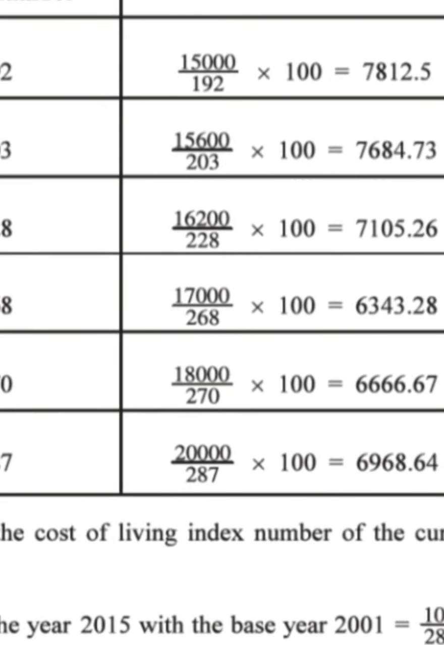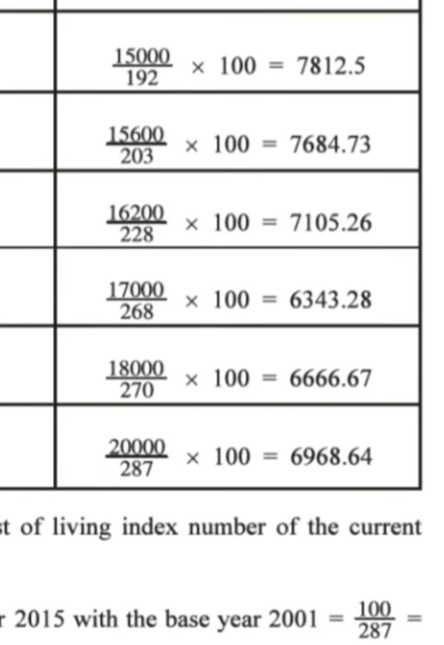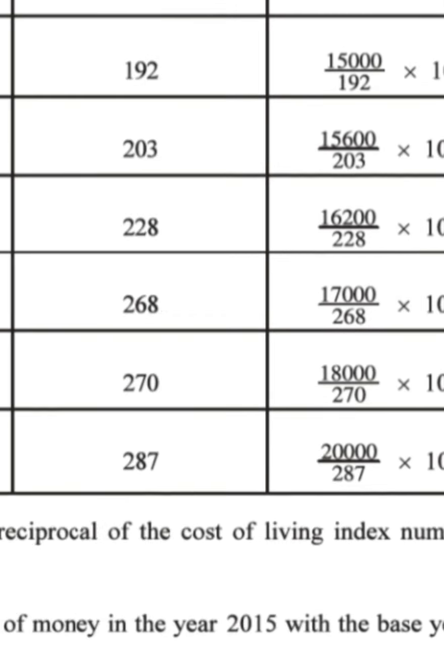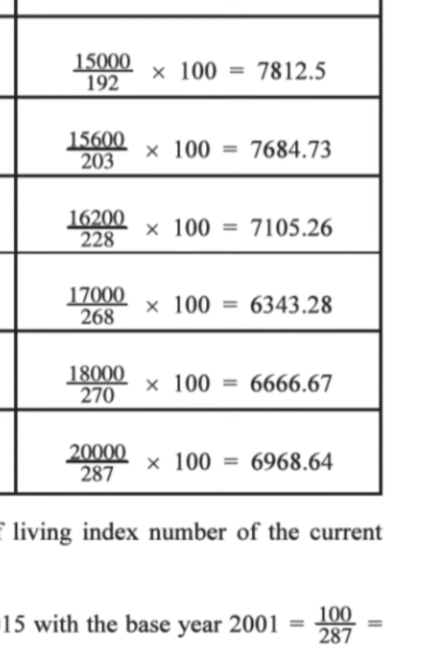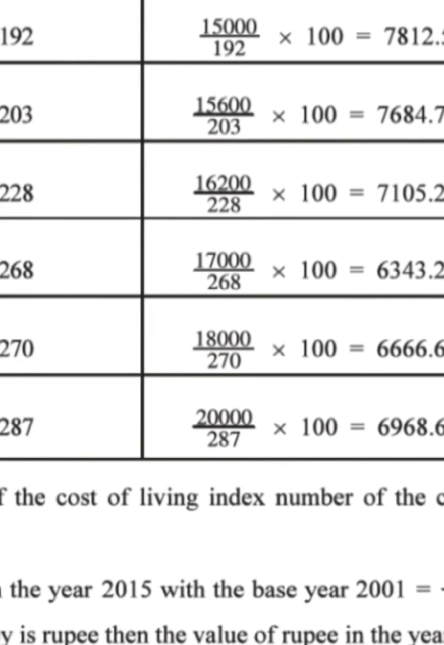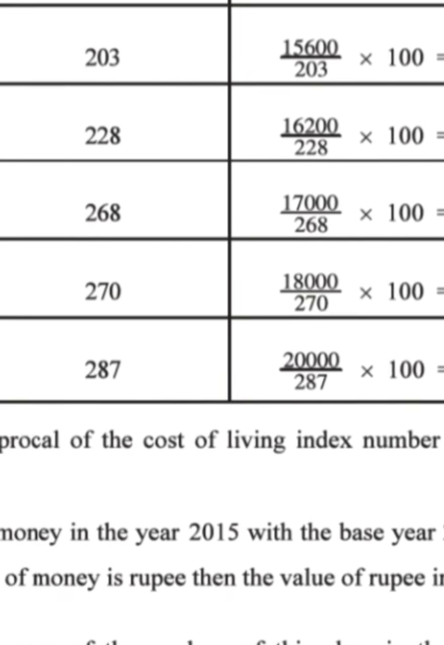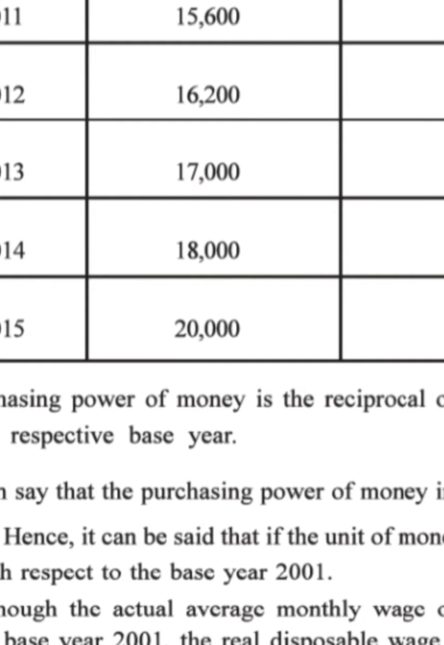So you would find the answers over here: 7,105.26 for 2012. For 2013 it is 6,343.28. For 2014 it is 6,666.67, and for 2015 it is 6,968.64.